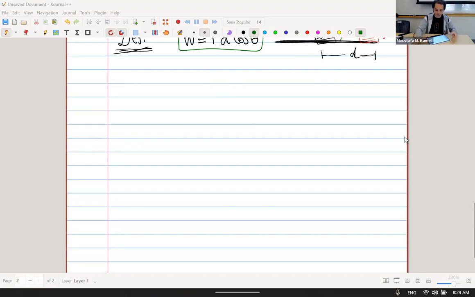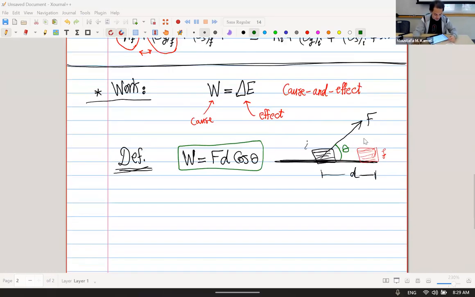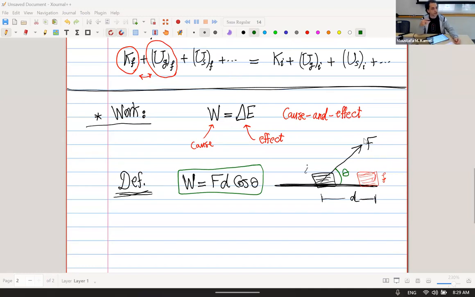Yeah, that's much better. Okay, so this is the mathematical definition of work. This is what defines what work really is, not the equation above, because the equation above is, as we said, a cause and effect relationship. It's not work. So the left-hand side itself is Fd cosine theta, okay?